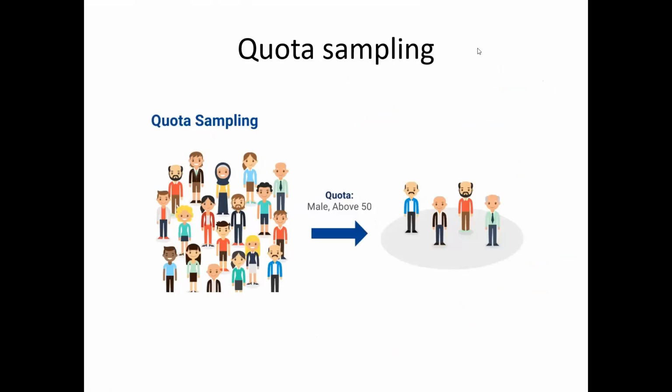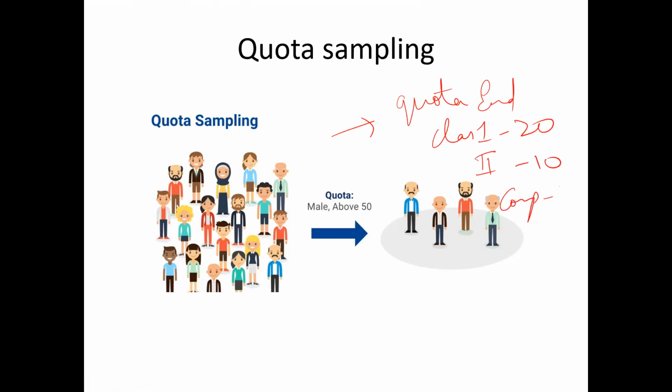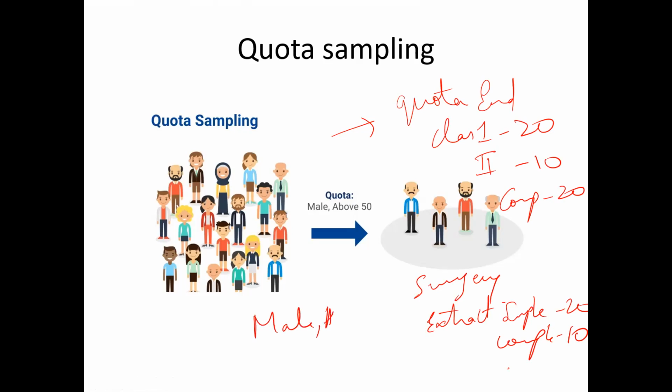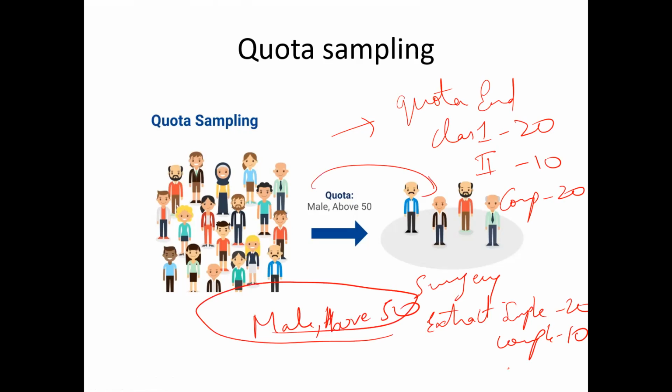Whereas quota sampling, as we all know, there is a quota for our final year BDS. In Endo, we have class 1 filling, 20, class 2 filling, 10, and a composite filling, 20, like that. In surgery, we have a quota like simple extractions, 20, and complex extractions, 10. So that goes in quota sampling. For example, if my quota is male above 50, I select this as my quota and select the samples.